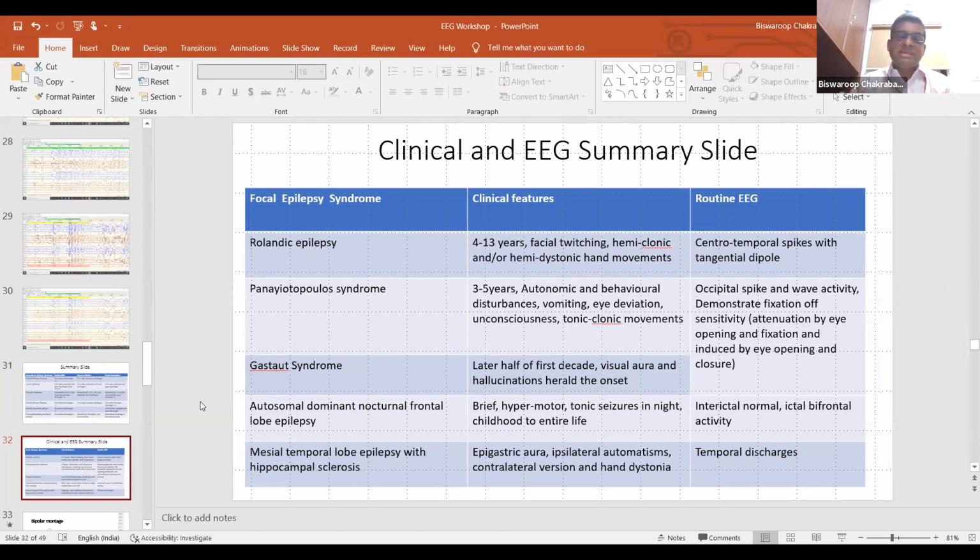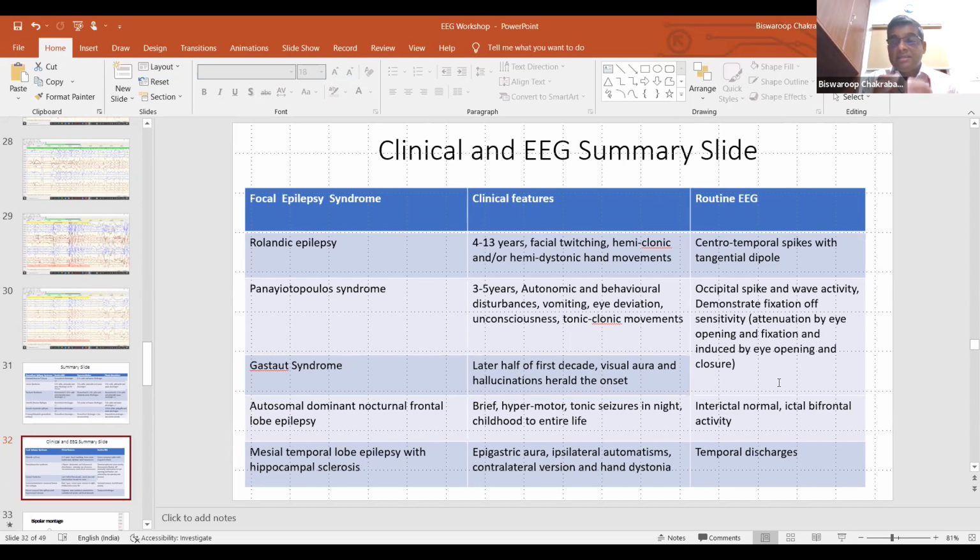Then you have Panayiotopoulos and Gastaut. Both are types of childhood occipital epilepsies. The Panayiotopoulos comes early. You have more of autonomic and behavioral disturbances, vomiting, eye deviation, unconsciousness, and tonic-clonic movements. On the other hand, Gastaut is later half of first decade. They would come with visual aura and hallucinations that would be there at the onset. Now, what is classically seen with EEG? You see occipital spike and wave activity. Of course, in occipital epilepsy you will see this, but then you can demonstrate fixation off sensitivity.